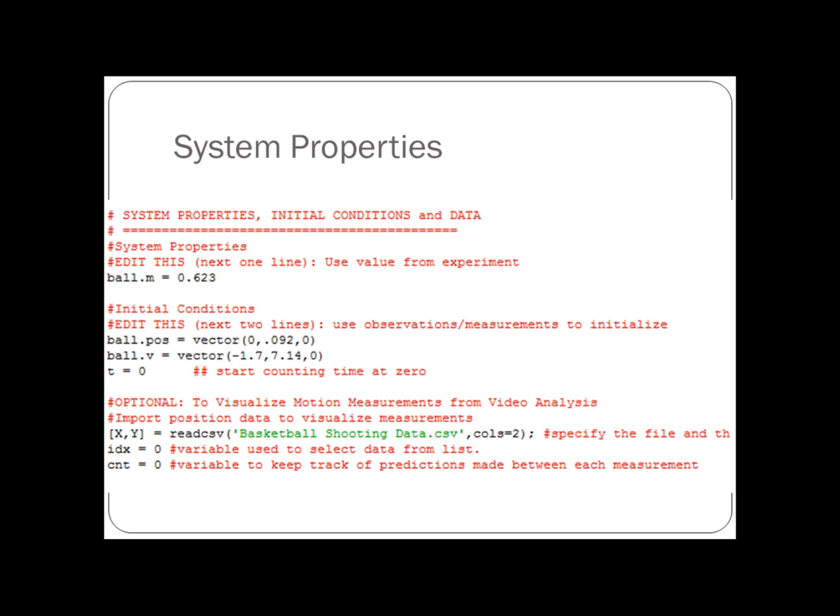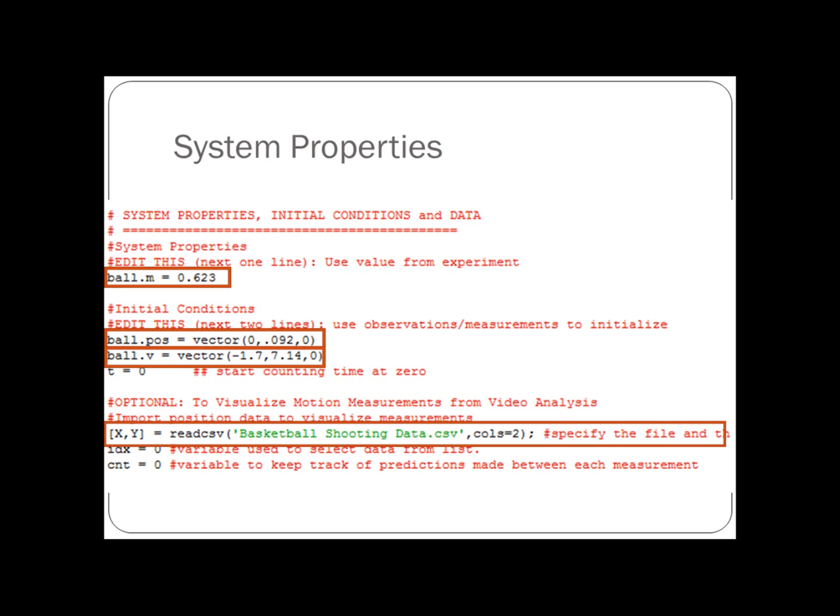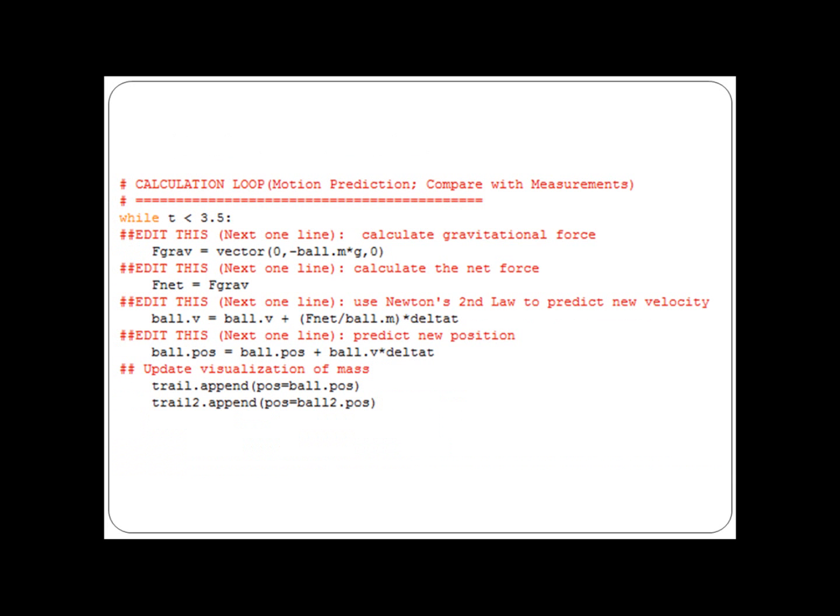This section here is the system's properties. I've initialized the mass of the ball, the initial position, the initial velocity, and this is where I read in the CSV values from a file. This file contains the ball's position and this data was extracted from the tracker file. This is the loop that calculates the velocity and the position using Newton's second law.